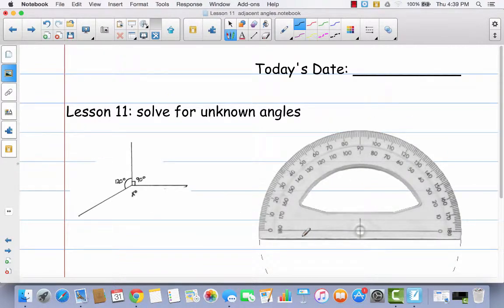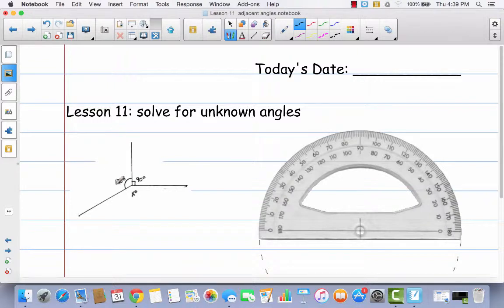I want you to go ahead and get out your math journal. You're going to need your math journal and a protractor, because we're going to be measuring some angles and also using the protractor as a straight edge. Once you fill out today's date and put your heading, I want you to draw this figure. It may not be exact, but try to draw it as close as you can, and label it 90 degrees, 120 degrees, and X degrees. When you're finished, come back.